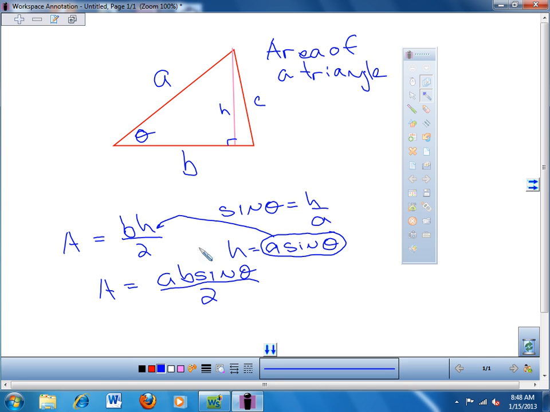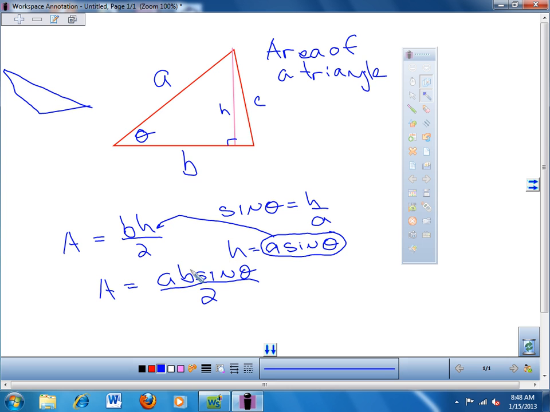Okay? But this does have to be an acute angle, okay? Because if it's not an acute angle, then sine of an obtuse angle... No, it still works if it's an obtuse angle. Does it still work if it's an obtuse angle? Yeah, it still works. Okay? So then you just plug into that formula and you'll get the answer.